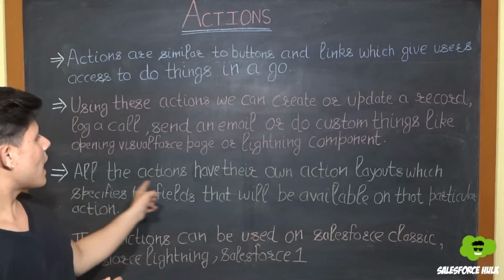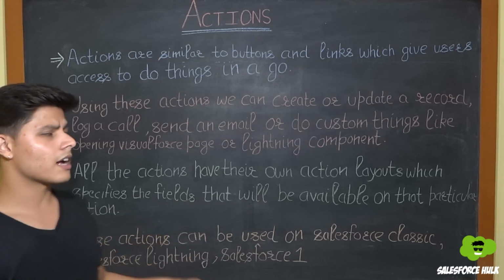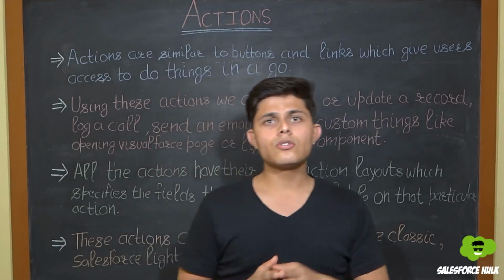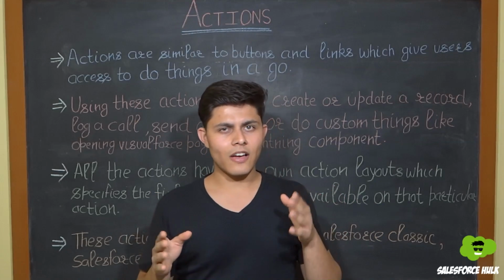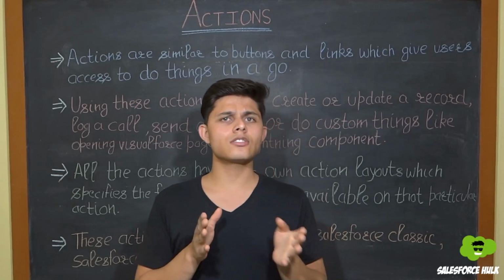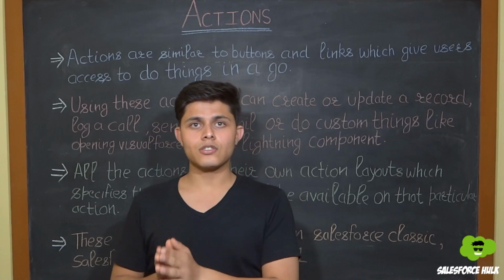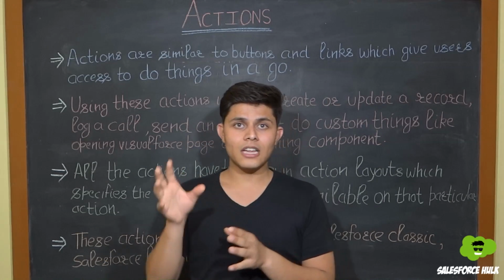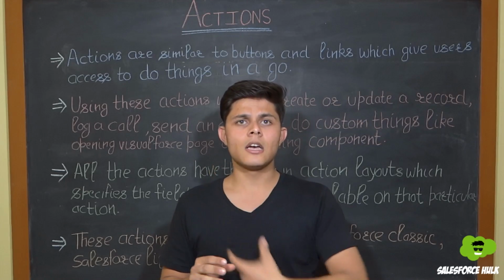Third point. All the actions have their own action layouts which specify the fields that will be available on that particular action. Whenever you go to create an action, there are basically 2 types of action, which we are going to discuss after this only. Whichever action you're going to create, there will be an action layout which you have to specify. And what that action layout contains is all the fields which you want to be available on that particular action.